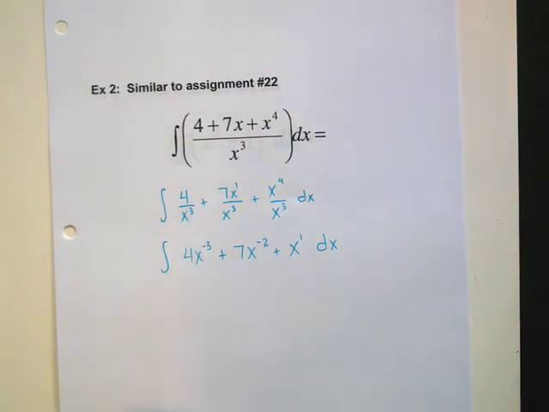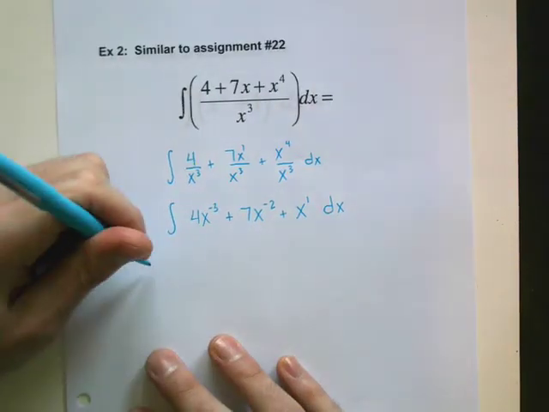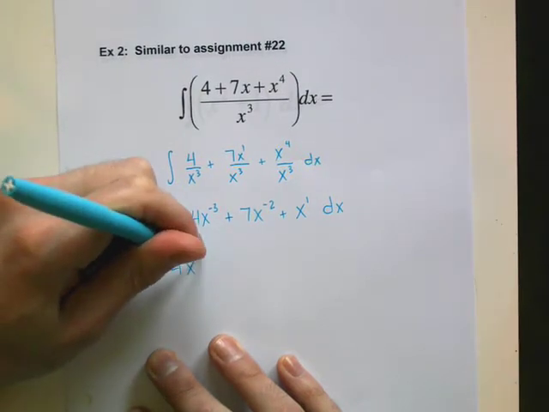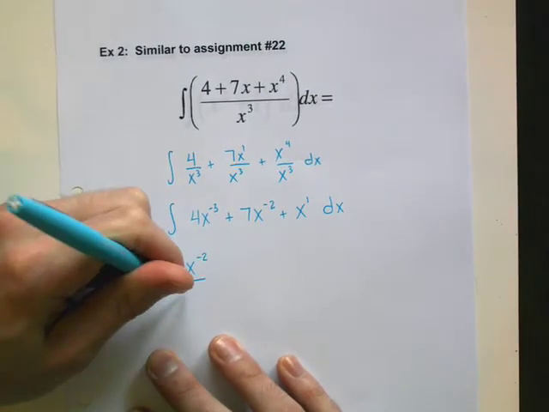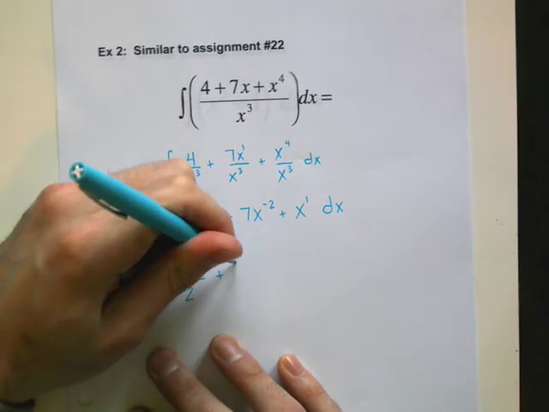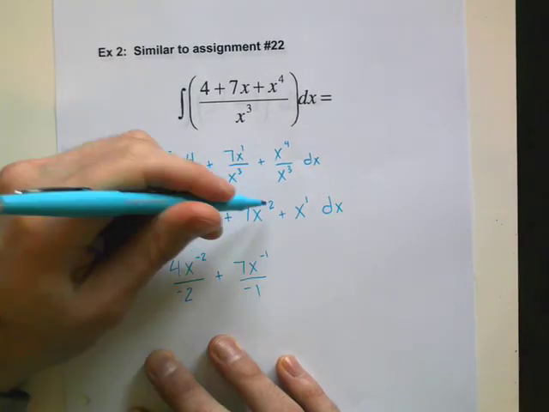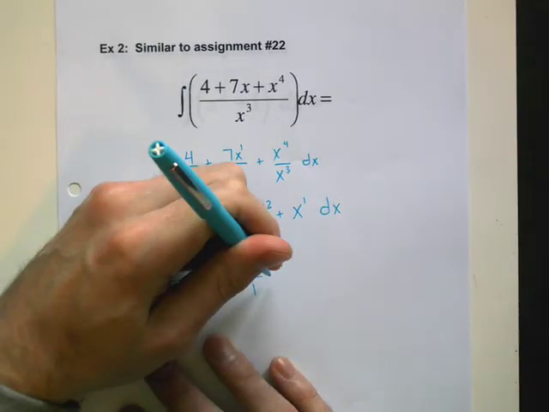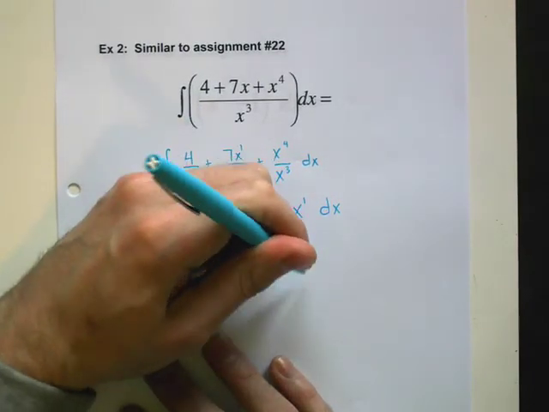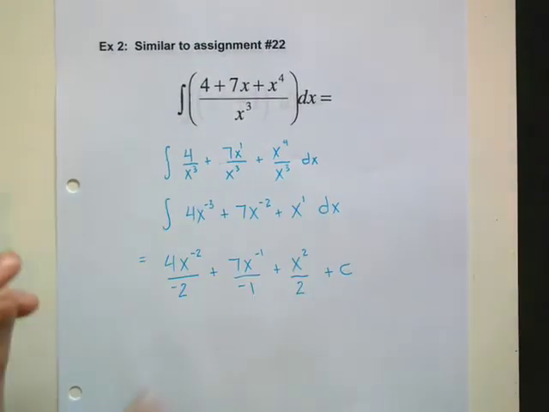So now we're ready to take the antiderivative because we have everything in powers, okay? So I'm going to say, keep my constant, 4x, n plus 1 would be negative 2 at the bottom. Remember, this is my n. Plus 7x to the negative 1 over negative 1, right? Because negative 2 plus 1 gives me negative 1. Plus x to the 1 plus 1 is 2 over 2 plus a constant.